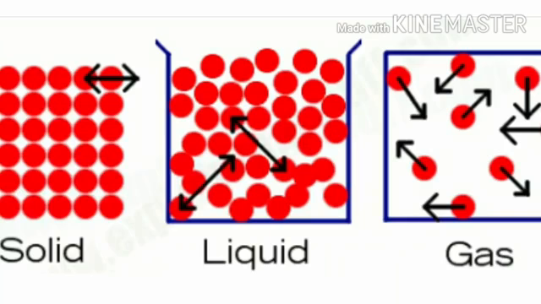So we have to see the molecular structure of a solid, liquid and gas. Let us see the molecular structure. In a solid, molecules are tightly packed. In liquids and gases, they are a little free and far from each other.